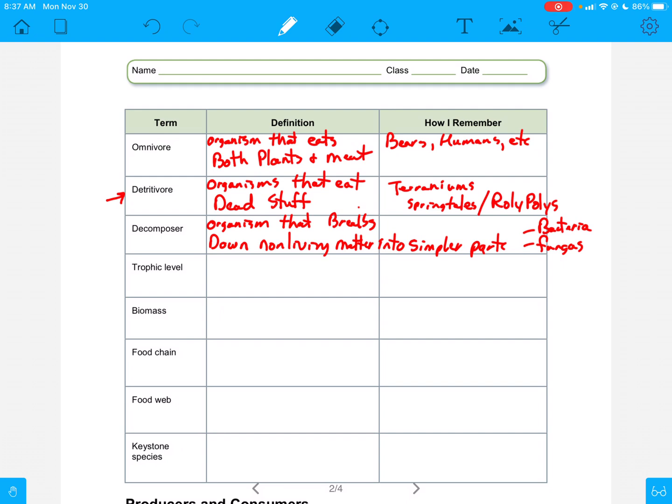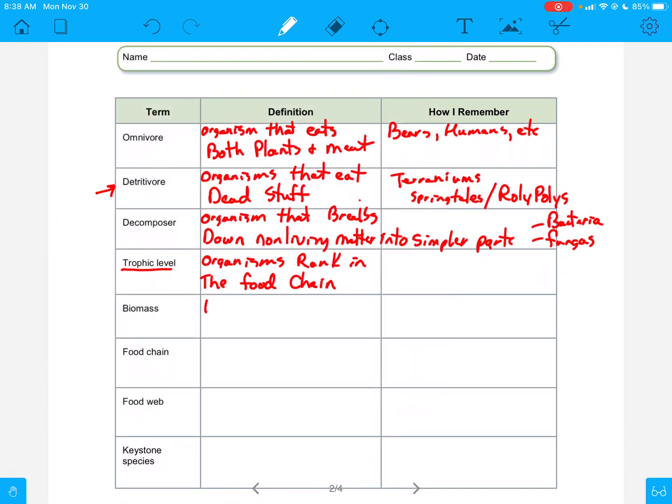The next thing is trophic level, okay? And we're going to be talking a lot about trophic level over this week, okay? This is an organism's rank in the feeding hierarchy. So I'll put down organism's rank in the food chain, I'll say. That might make a little more sense than saying feeding hierarchy, right? And so we have lots of different trophic levels, and we'll be talking about those in more specific detail pretty soon.